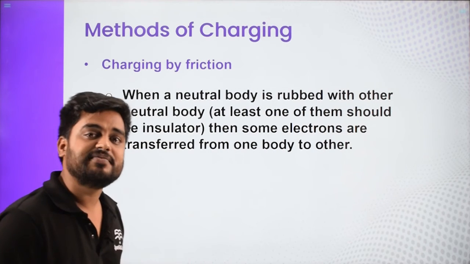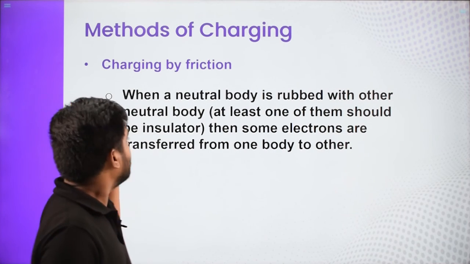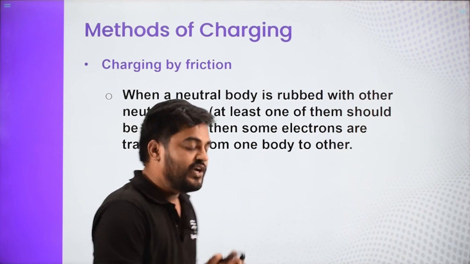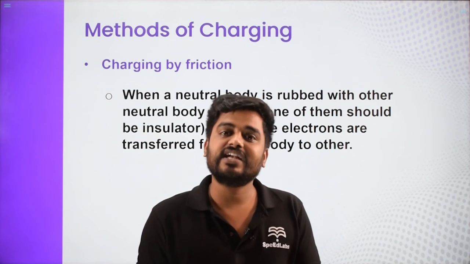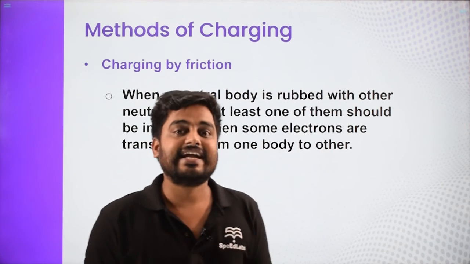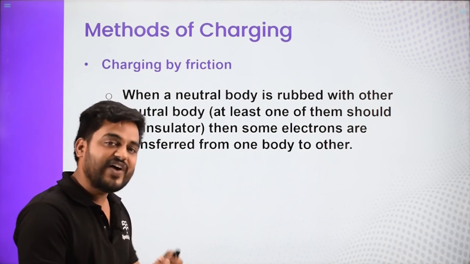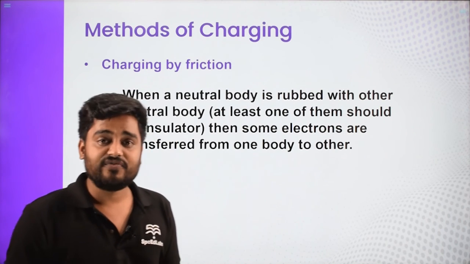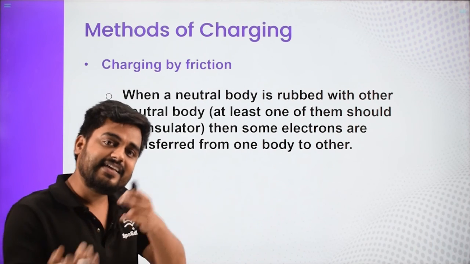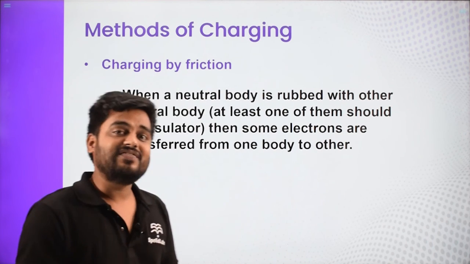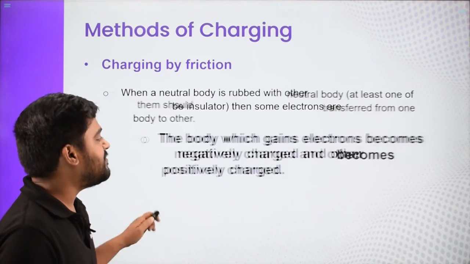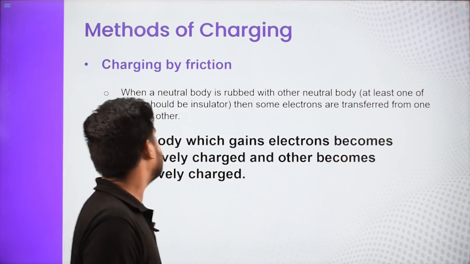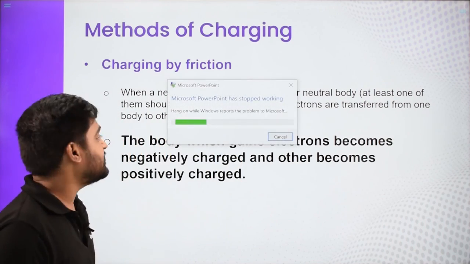So first is charging by friction. If you rub a neutral body against another neutral body, due to the energy which is produced by the heat of the friction, some of the electrons get transferred from one to another. The one which is giving the electron becomes positively charged because there will be a deficiency of electrons. And the one which is taking the electron will become negatively charged. So when you rub two objects, one becomes positively charged and another becomes negatively charged. The body which gains the electrons becomes negatively charged and the other becomes positively charged.